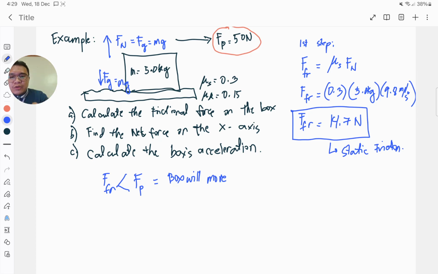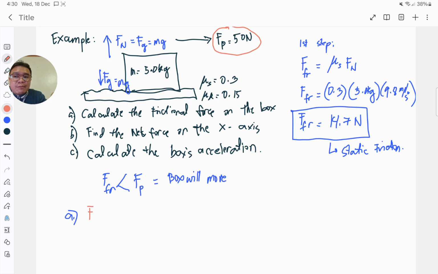Now, in order to calculate letter A, since the box is now moving, we have to calculate the frictional force. Take note, we calculate the frictional force due to the kinetic friction, not the static friction anymore. Why did we calculate the static friction first? It's because we need to know if the applied force, which is 50 newtons, has an effect on the box. Since we verified that the frictional force due to the static friction, 14.7 newtons, is less than the applied force of 50 newtons, the box will move.